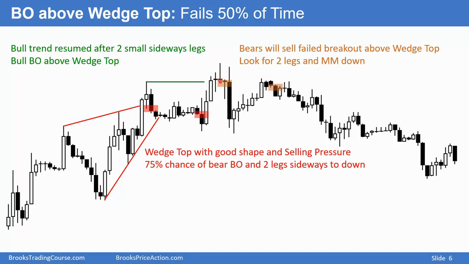Bears will either sell below this bar, or now we have a micro double top, they'll sell here. And now we have a rally to a lower high with a pair of bear bars closing near their lows, they'll sell here or here, looking for a measured move down. Strong enough breakout, second leg down likely, rally to a lower high, major trend reversal.